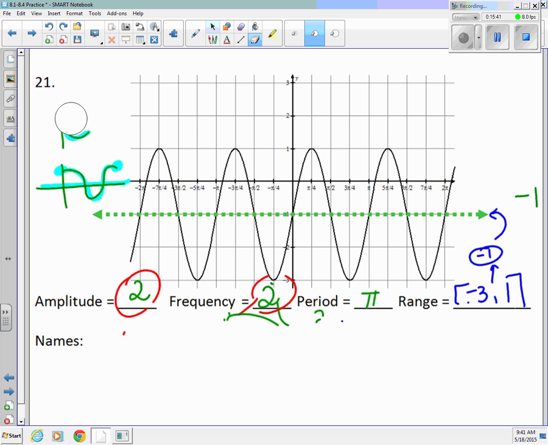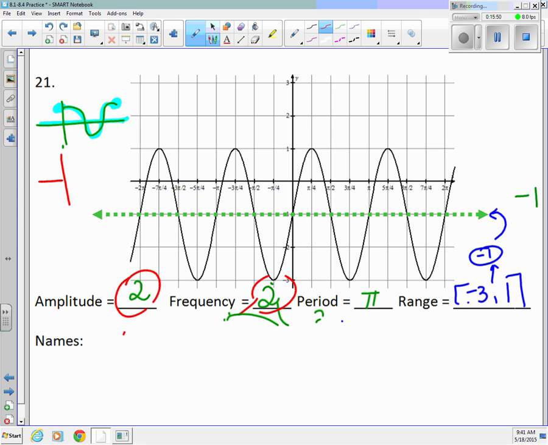So back to my graphs up here. I have positive cosine of x. Negative cosine of x is reflected over the x-axis. So negative cosine of x looks like this. It starts below, hits the midline, maxes out, comes through the midline, and ends up at the bottom. That's negative cosine. And it goes through the midline, it doesn't start at the midline.